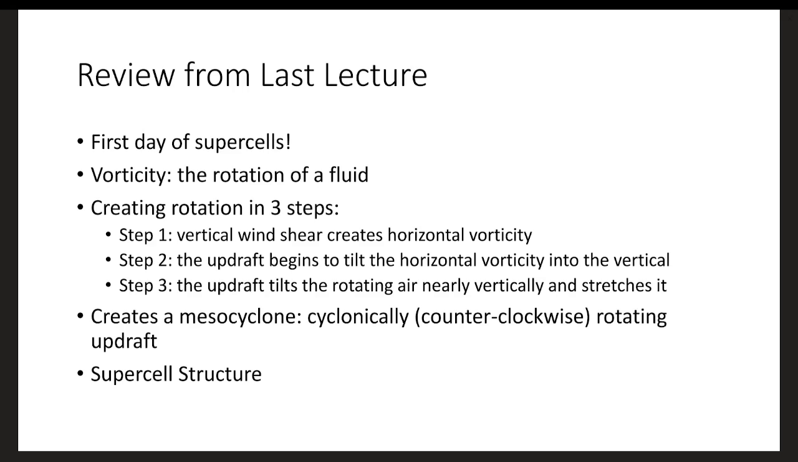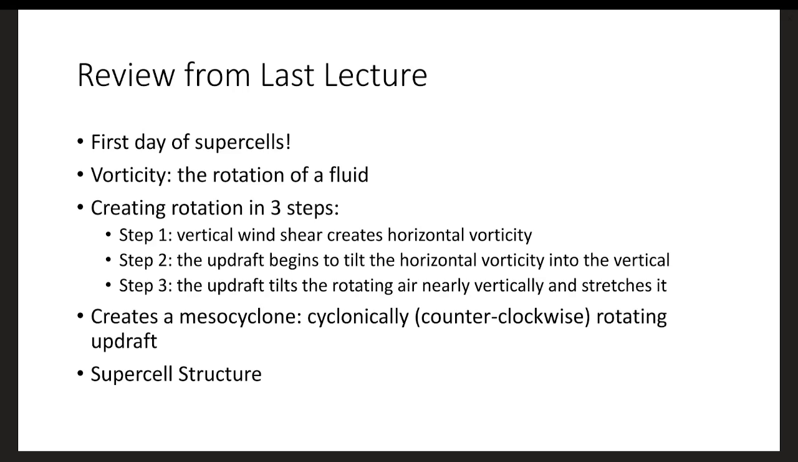So, we created rotation in 3 steps. The first step was the vertical wind shear that created horizontal vorticity. So, we had faster winds higher up in the atmosphere and slower winds at the surface, and it created these horizontal tubes. It can also be the other way around, but then you have an updraft that begins to tilt the horizontal vorticity into the vertical.